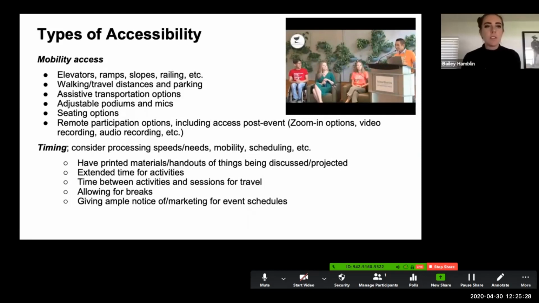Trying to do also communications ahead of time, just letting people know about the slopey terrain of Cal Poly's campus, I think is great. So people are prepared for that and they can do their planning. Providing assistive transportation options is also great. Adjustable podiums and mics, again, speaking to the different seating options. And then I think remote participation options is always great.